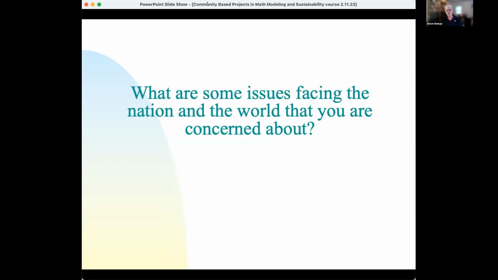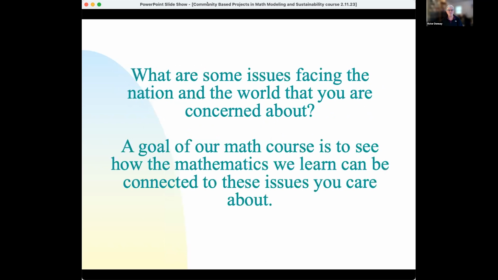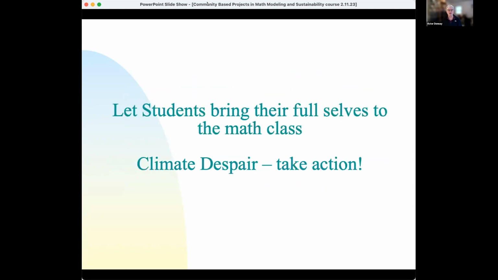And if you were at my talk on Friday, you saw that this question is how I begin all of my math talks now, having students in groups discussing what issues they're concerned about. And then they present it out, we make a list, but I say the goal of our math course is to see how the math we learn can connect to these issues you care about. So it also gives the students a chance to bring their full selves to our math course and connect the math to things they care about.